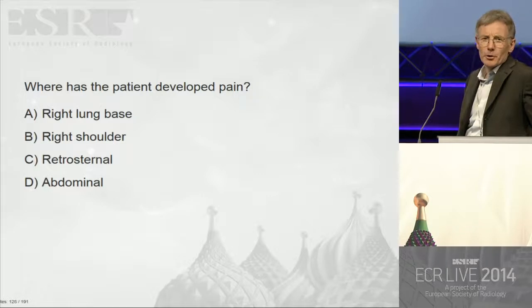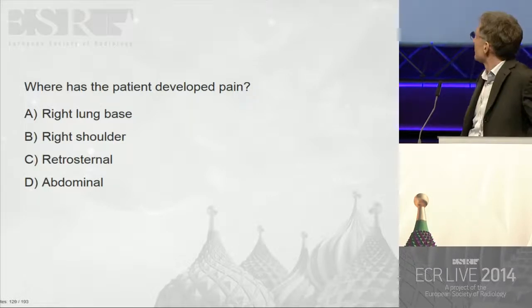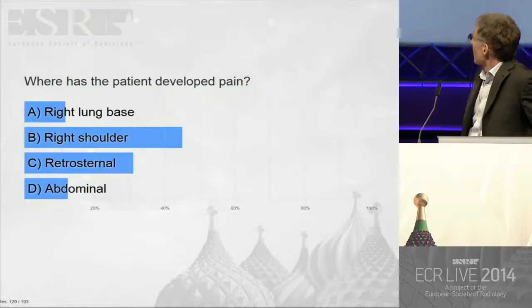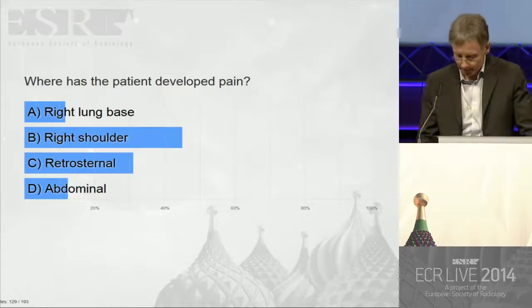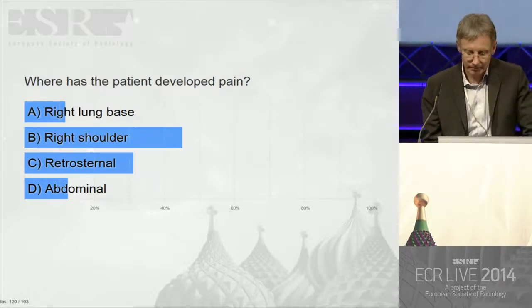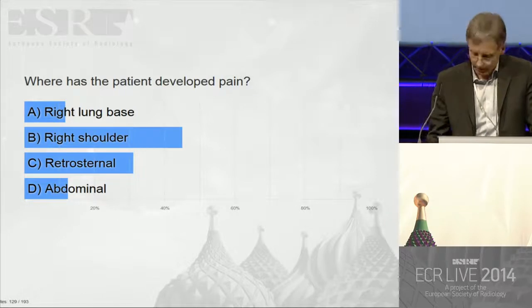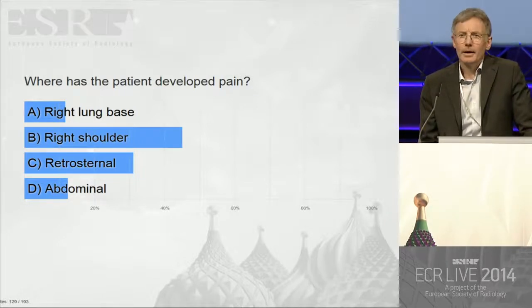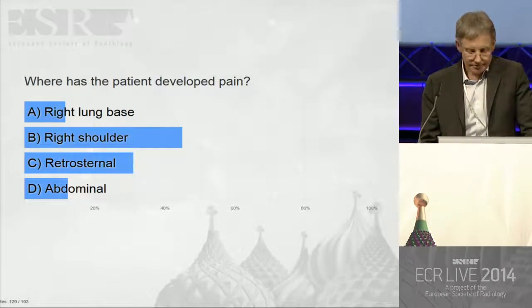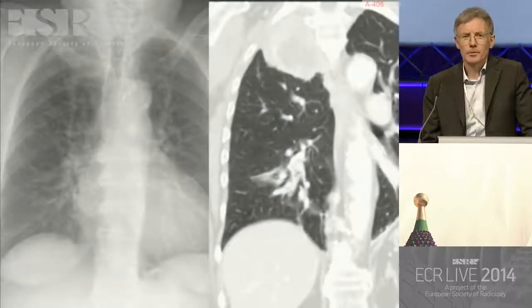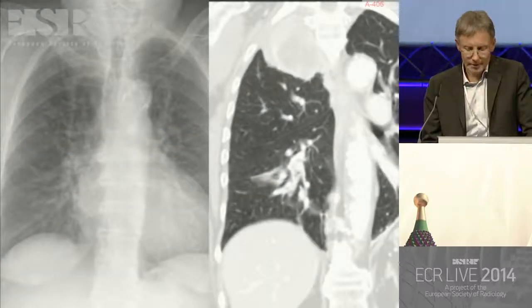Okay, thank you. Please show the answers. Well, congratulations for those who answered B. That is the correct answer. What was not seen on these two X-rays is this very large apical tumor on the right, a pancreas tumor.